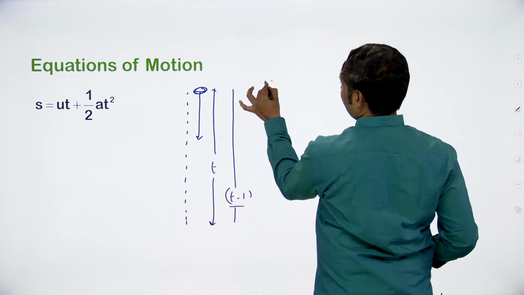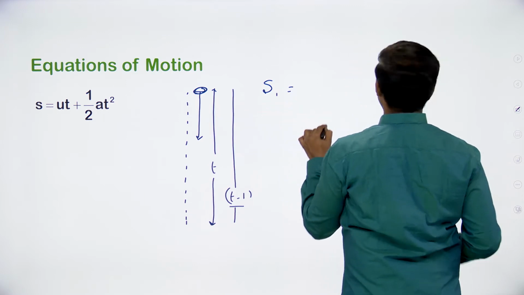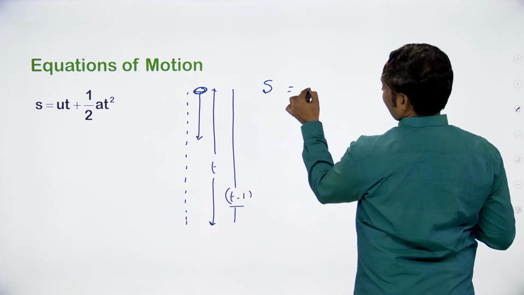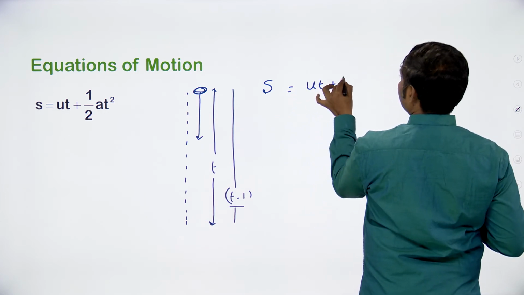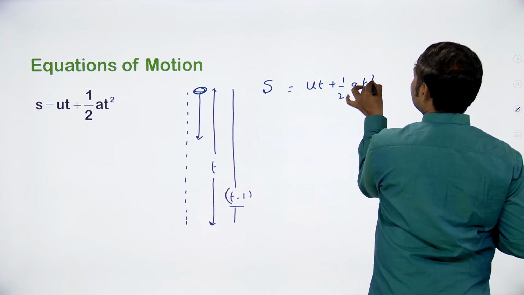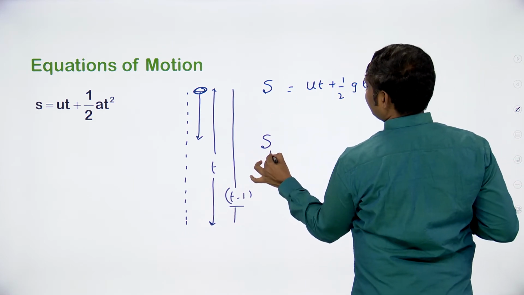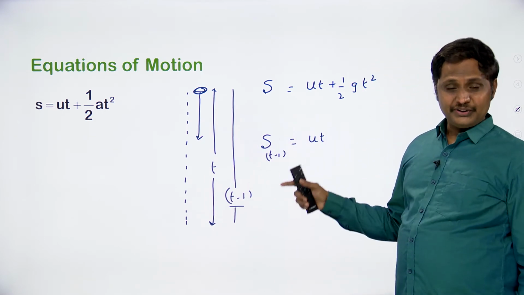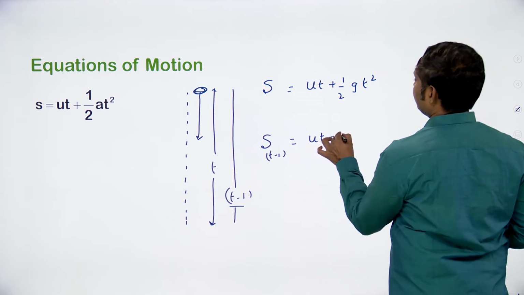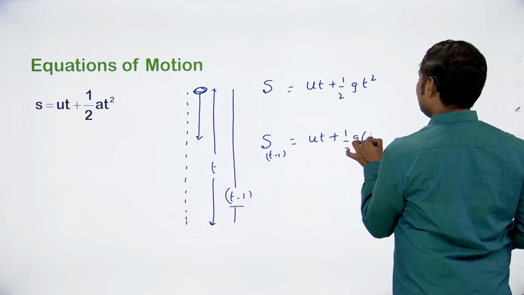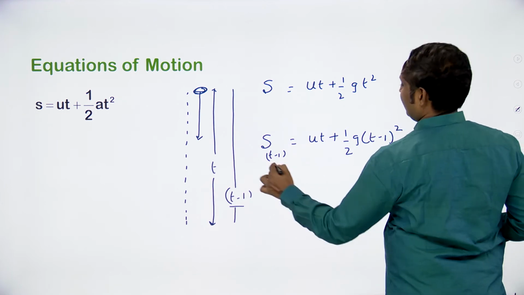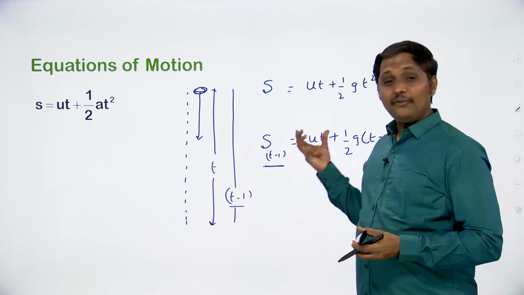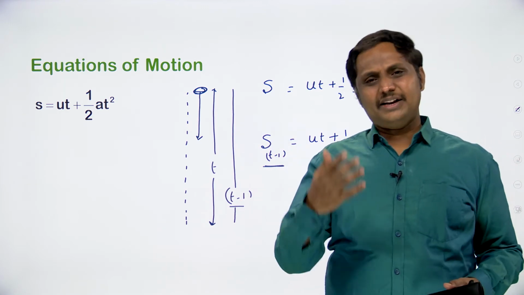If it has started from rest, you will find that s is equal to ut plus half g t square. Sometimes in t minus 1 second, in the last 1 second before reaching the ground, we would like to go for g into t minus 1 whole square. So, we would like to get this one. This is the distance travelled by that body in the last second. That is very clear.